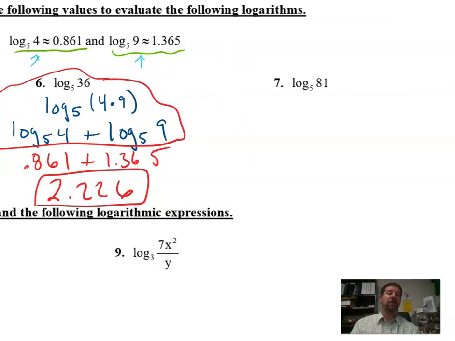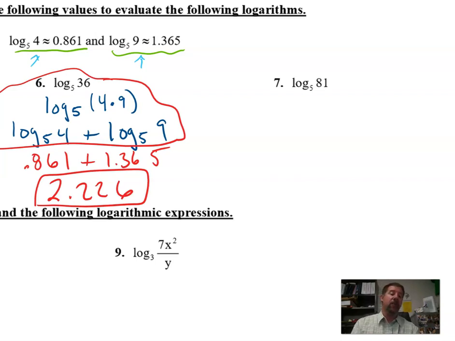Okay, so same thing on number 7. I want to rewrite 81 so I can use these properties. Now, it's a true statement that 81 is 9 times 9, so I guess we could do that, right? But again, our point tonight is to practice the properties. So make sure you don't just practice the same property over and over. Try to practice all 3 of these properties on problems like this.